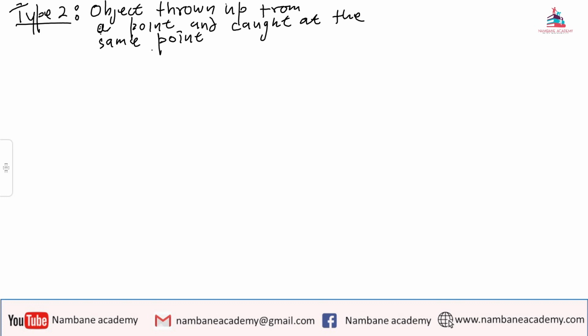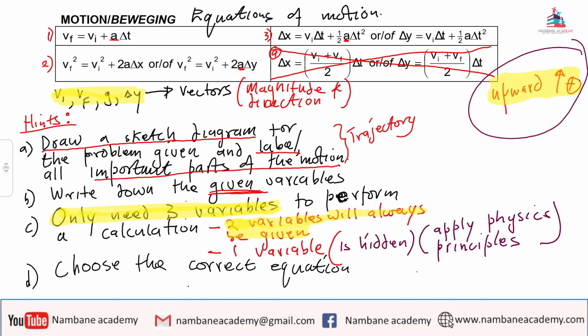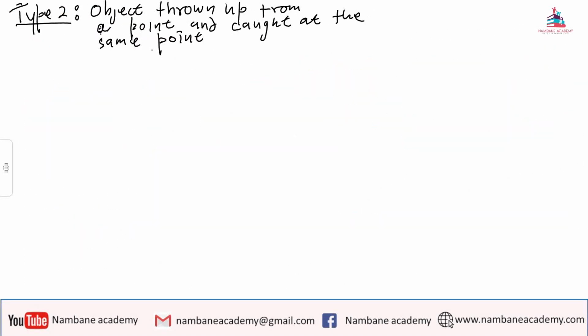We should, because remember, bullet number 1 under the hints, it says draw a sketch for the problem given and label all the important parts of the motion. So from the statement only, which says an object thrown up from a point and caught at the same point, we should be in a position to draw that. Let's see if we can.